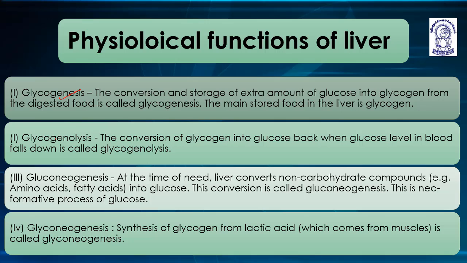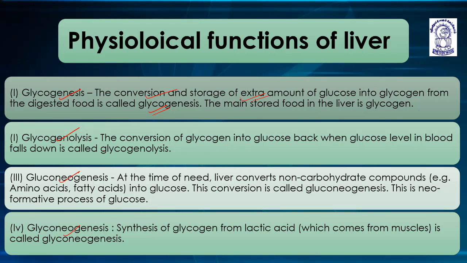Glycogenesis, glycogenolysis, and gluconeogenesis. Glycogenesis is the conversion or storage of an extra amount of glucose into glycogen from the digested food. It means formation of glycogen. Glycogenolysis: the main stored food in the liver is glycogen. Glycogenolysis is the conversion of glycogen back into glucose when the glucose level in the blood falls down.